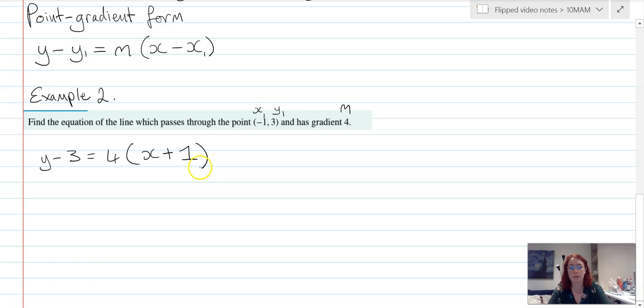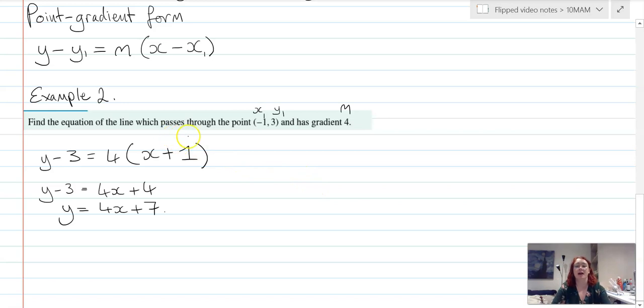so plus 1. However, we aren't actually ever going to leave a question in point gradient form. We always want to take it back to that slope-intercept form, which is often known as the standard form of a linear equation. So to do that, we just have to rearrange this equation. So first we'll expand the brackets. 4x plus 4, and then we're going to add 3 to both sides. So we get y equals 4x plus 7. So in this case, our gradient is 4, which we knew, and our y-intercept is going to be 7.